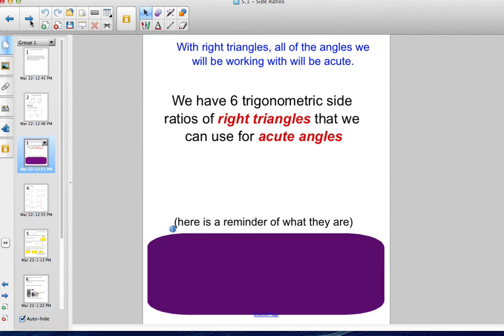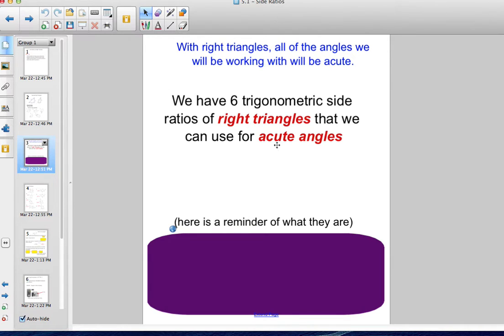All right, next slide. So today we're going to be working with right triangles. Obviously, with right triangles, all the angles that we're going to work with are going to be acute, right? The 90 degrees obviously is fundamental, but we want to know all of the trigonometric side ratios of the acute angles. Obviously, there's no obtuse angles. All the angles add up to 180. So if you have a right triangle, that's 90 of your 180. It only leaves you 90 left. So two angles have to add up to 90. That just means they're both going to have to be acute.